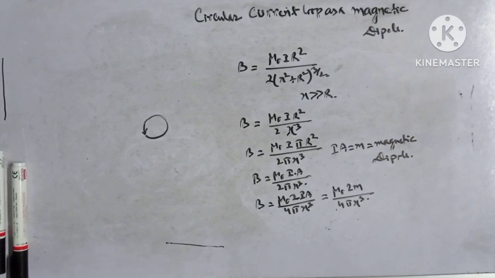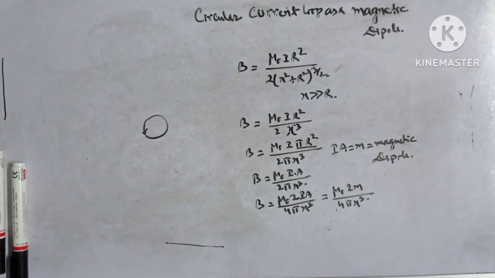From here we got a formula for the magnetic field at the center of the coil, and this formula is very important because it is used in any coil, especially in a solenoid. Such types of questions have been asked in boards as well as in competitions. So this formula is very important. And your last topic is very important, that is the magnetic dipole.